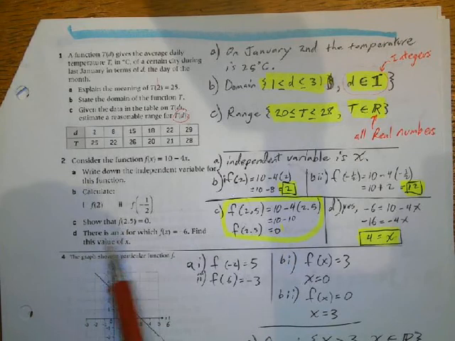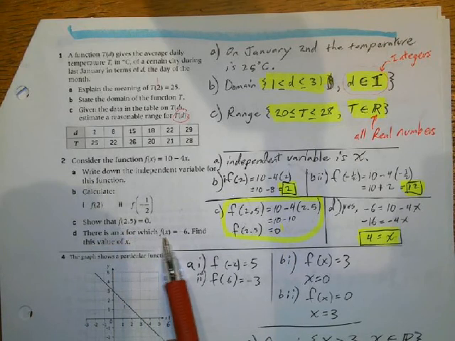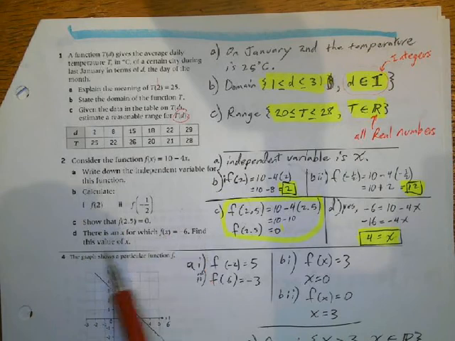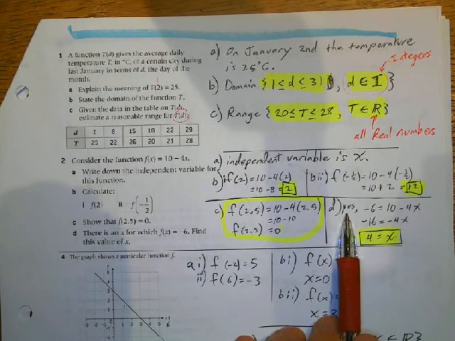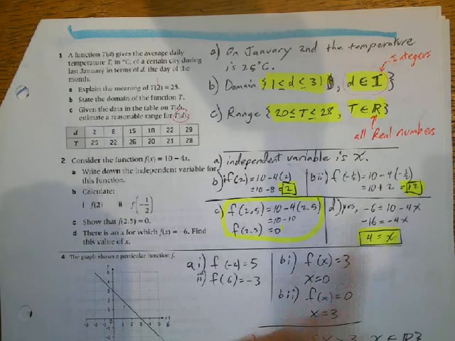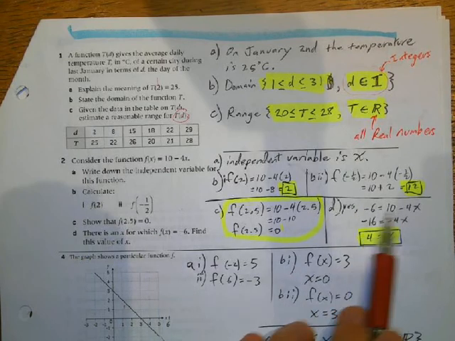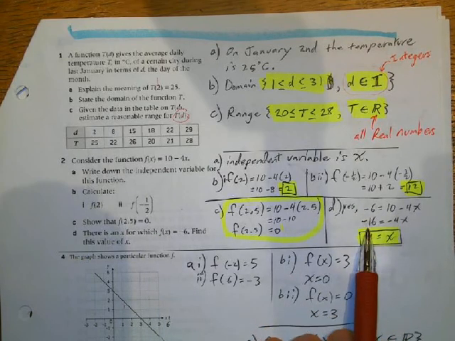There is an x for which f of x equals negative 6. Find the value. So the answer is yes. I'm going to plug in negative 6 in place of f of x, and then we subtract 10 on both sides, divide by negative 4, and here we go. Okay, let's look at question 4.